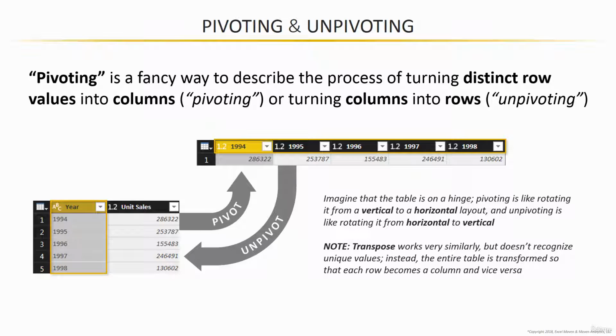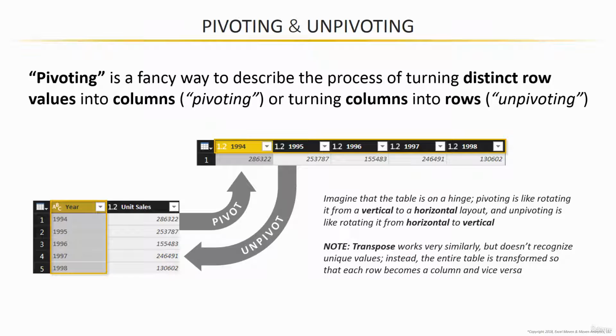Now, one thing to note, there's another tool in the query editor called transpose, and that works in a really similar way, but the difference is that it doesn't recognize unique values. So if you're dealing with a table like the one we're looking at here, where we don't have duplicate years or unit sales, pivoting and transposing would yield the exact same result.